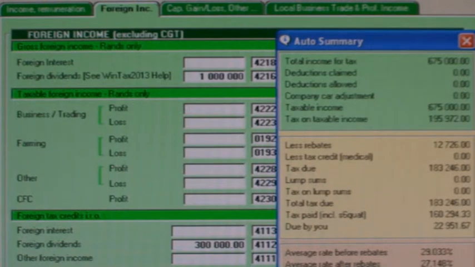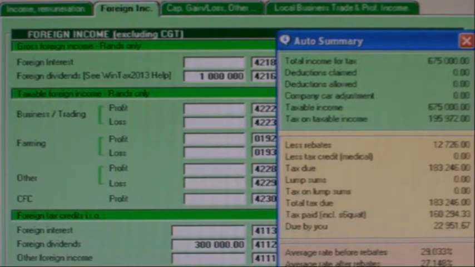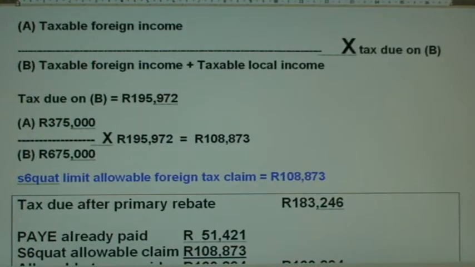You see, SARS will never refund us for too much tax having been deducted offshore by a foreign country. In fact, SARS introduced 6 quat to limit the amount of tax we can claim in a case like this. Let's have a look at section 6 quat using our example and see what 6 quat restricts our claim to. This is the 6 quat formula, which limits claims for foreign taxes deducted offshore. The formula is taxable foreign income divided by taxable foreign income plus taxable local income multiplied by the tax due on the total of taxable foreign plus taxable local income.